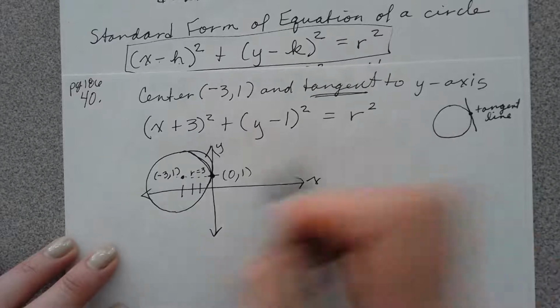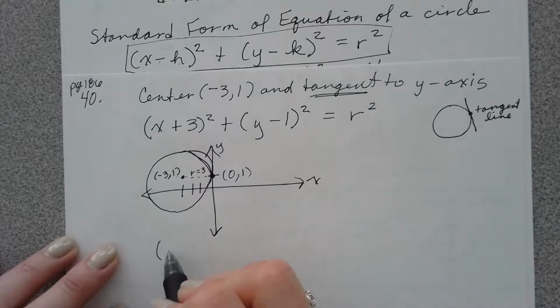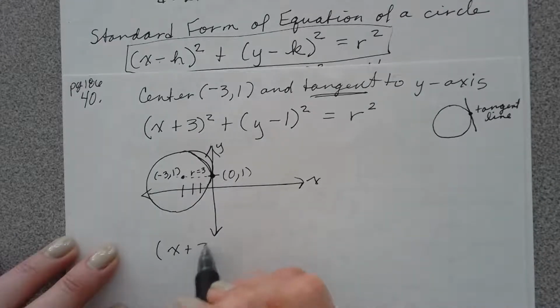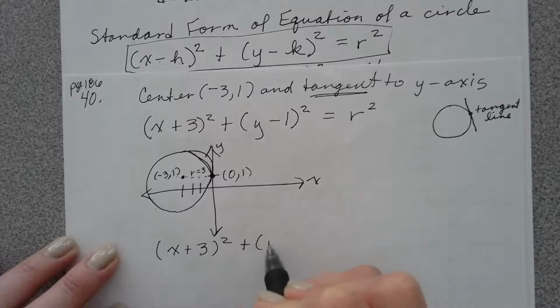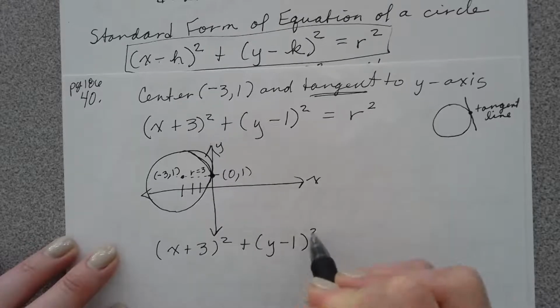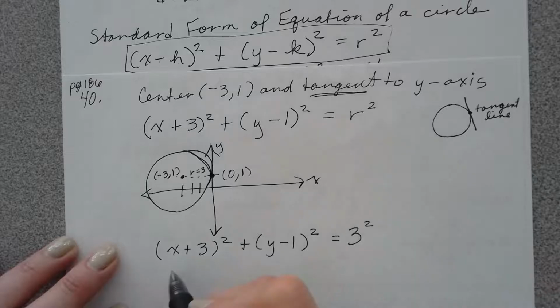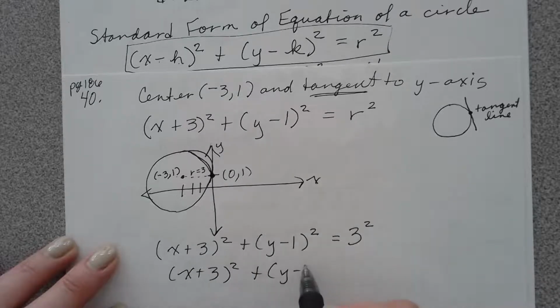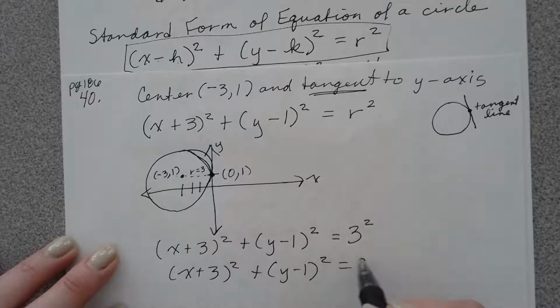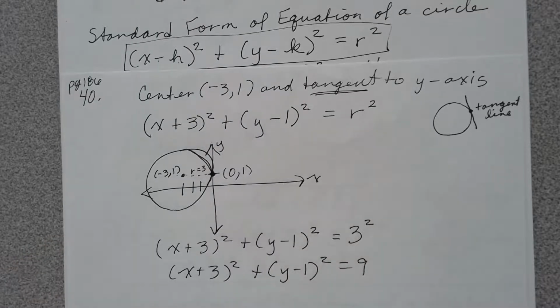So now I can finish the standard equation. So (x + 3) squared plus (y - 1) squared is going to be 3 squared. So (x + 3) squared plus (y - 1) squared equals 9. Okay? All right.